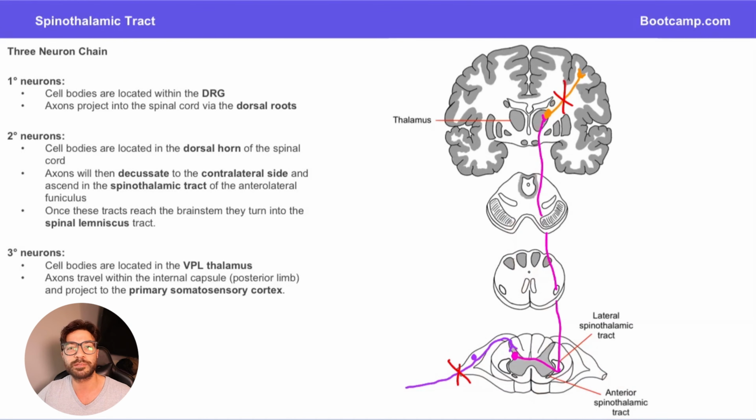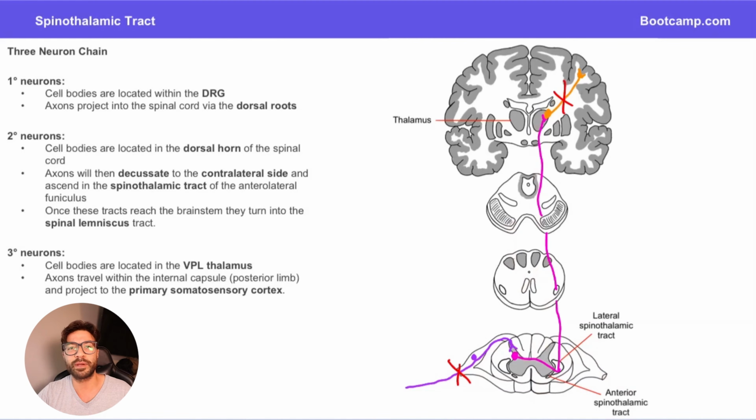So what would we experience? We'd experience ipsilateral sensory deficits for discriminative touch, pressure and vibration, as well as proprioception. So we would see contralateral deficits in the spinothalamic pathway and ipsilateral deficits in the dorsal column medial lemniscal pathway.